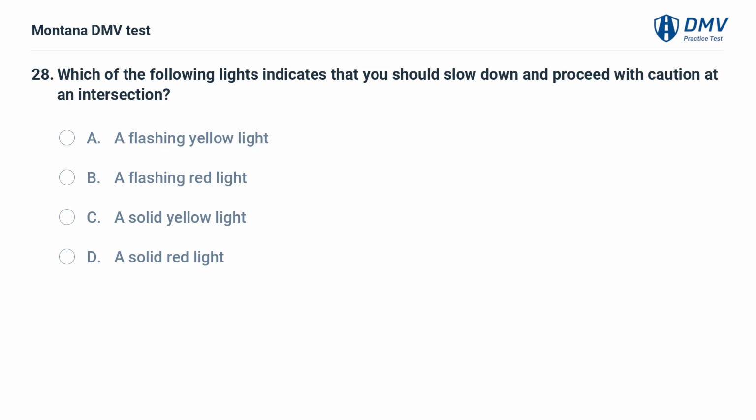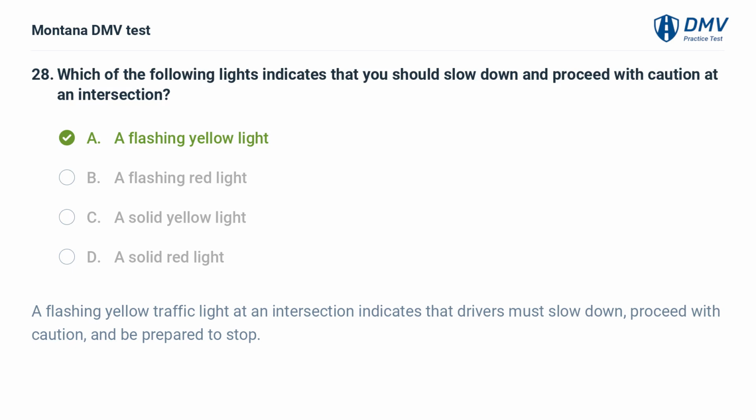Which of the following lights indicates that you should slow down and proceed with caution at an intersection? A. A flashing yellow light. B. A flashing red light. C. A solid yellow light. D. A solid red light.